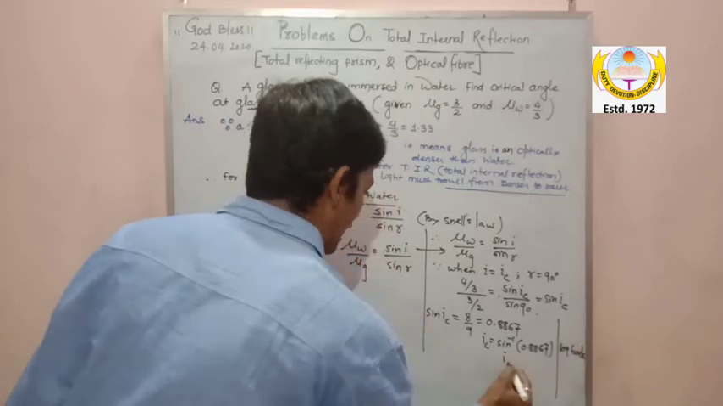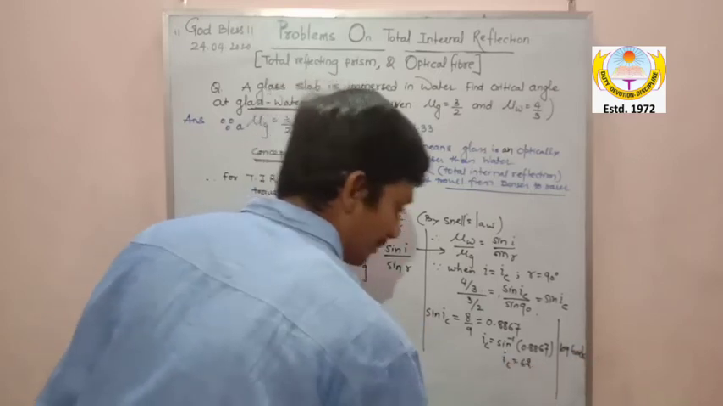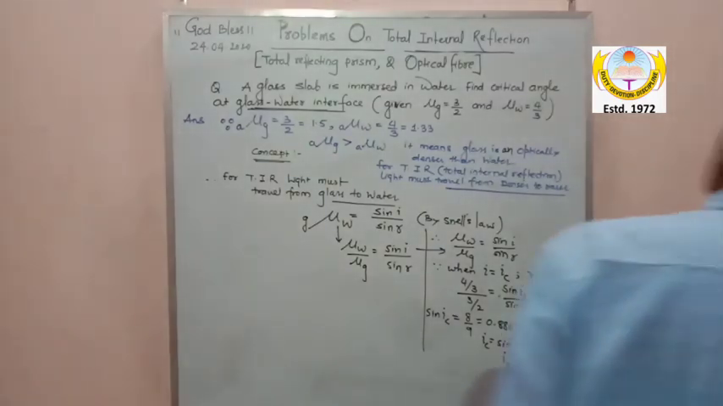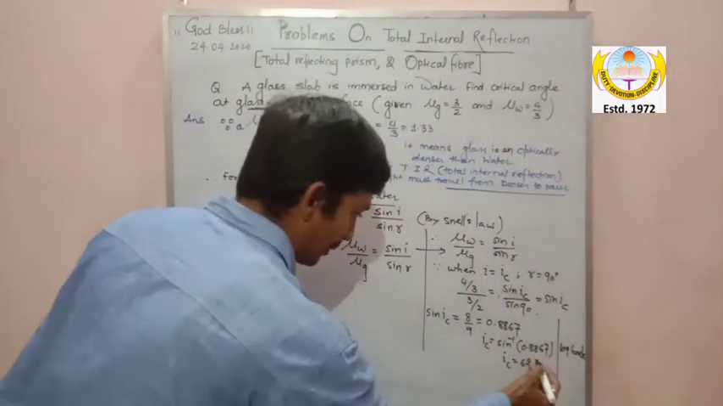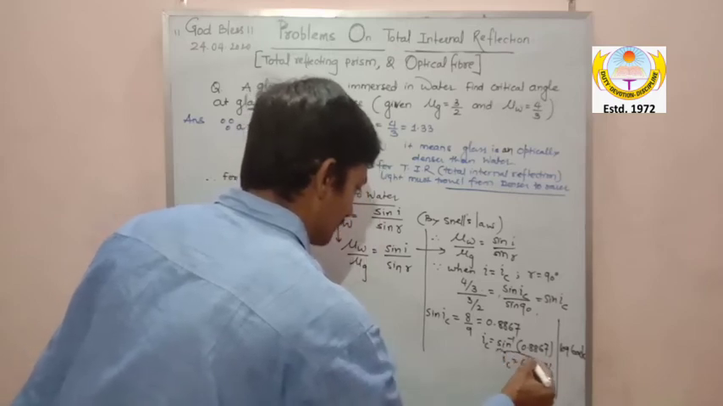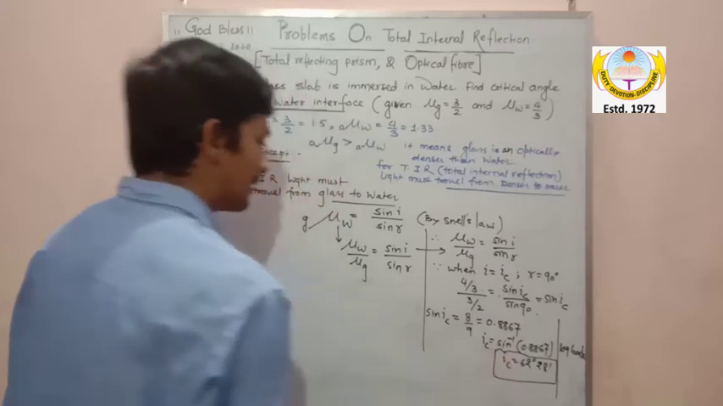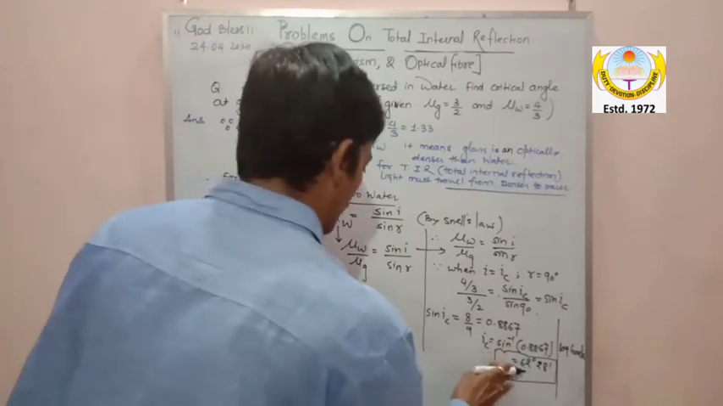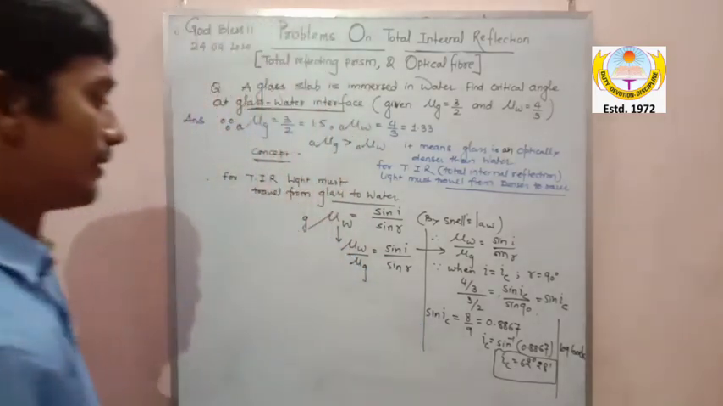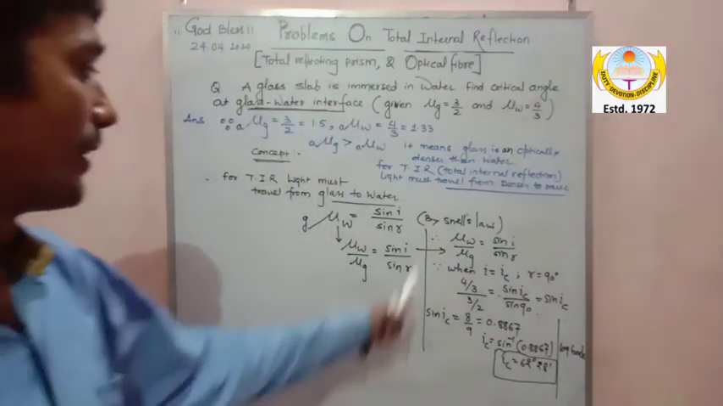we got IC is equal to 62. The answer for this in the logbook is 62 degree. This is 62 degree 28 minute in the logbook. This is the critical angle, my dear, we have calculated. So the value of IC is 62 degree 28 minute, and this is the way.